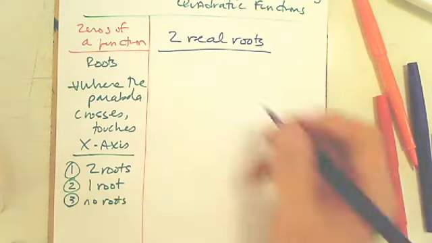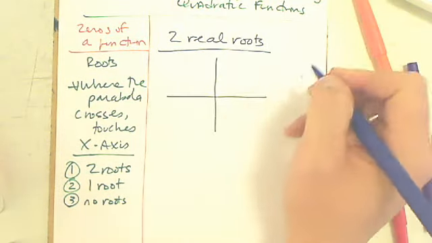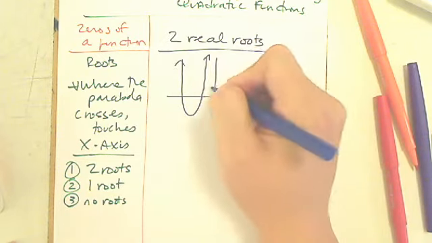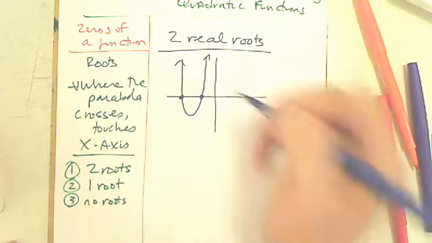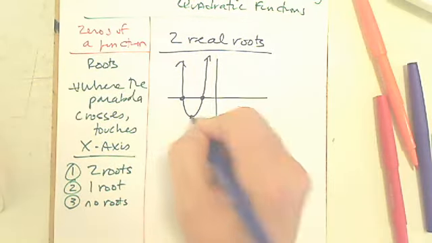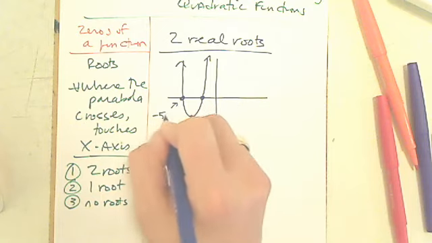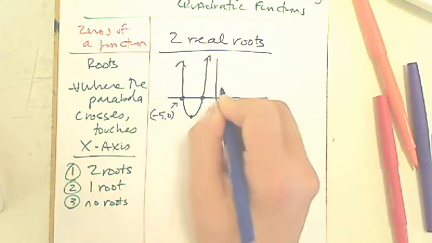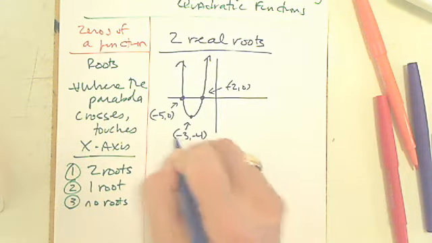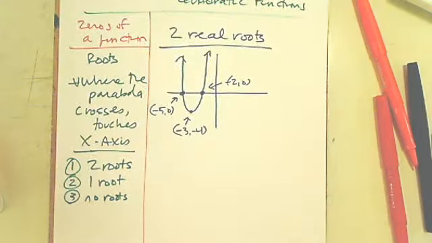Let me give you an example. Let's say if I have something like this. It's here at -5, 0. Here at -2, 0. It has a point here at -3, -4. 2 roots, 2 solutions.